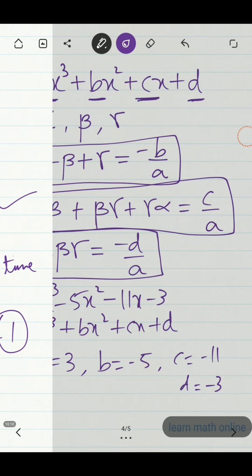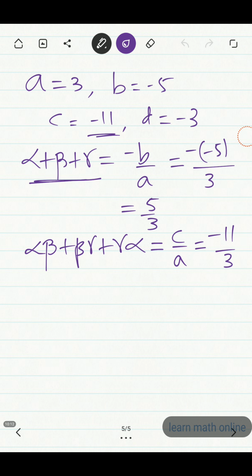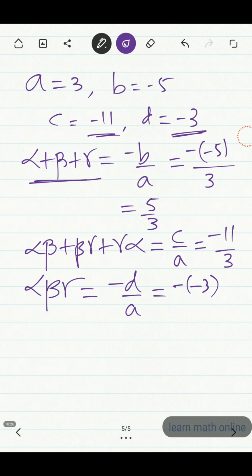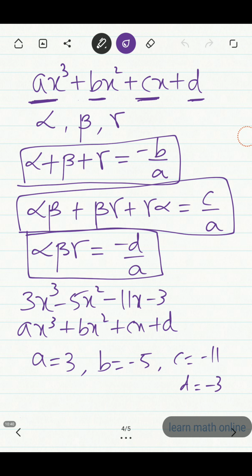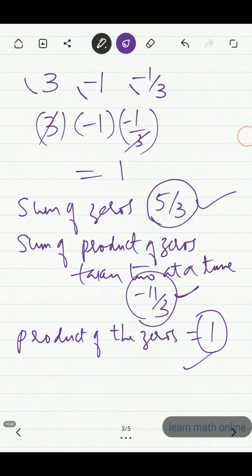Now finally, let us find the product of the zeros, that is alpha, beta and gamma. Alpha beta gamma is given by minus d by a. So what is this minus d by a? Minus, d is minus 3, divided by a, which is 3. So minus into minus will become plus. So this is 3 by 3 and it is equal to 1. So the product of the zeros, we got it as 1. Let us go back and just verify. See, yes, we got 1.